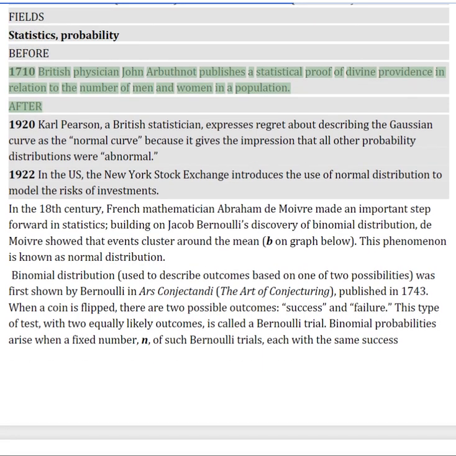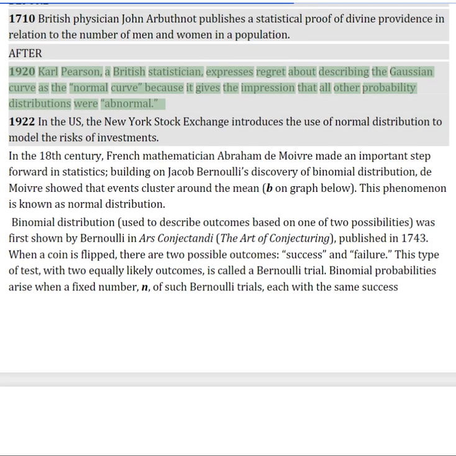1710: British physician John Arbuthnot publishes a statistical proof of divine providence in relation to the number of men and women in a population. 1920: Karl Pearson, a British statistician, expresses regret about describing the Gaussian curve as the normal curve, because it gives the impression that all other probability distributions were abnormal.